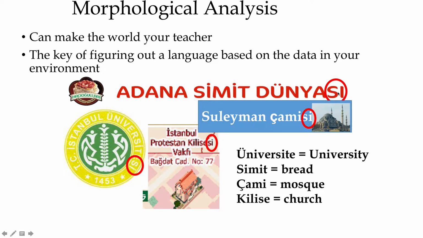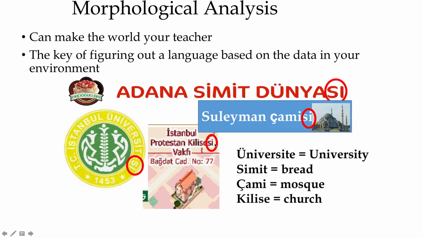What is it doing? Well, this ending is actually saying this noun is being described by some other noun. So Adana Simit world is being described. What kind of a world is it? It's the Adana Simit world. Cami is being described by the name of Suleiman the Great. What kind of a mosque is it, or which mosque is it? It's Suleiman the Great's mosque. Istanbul Protestant Church: church is being described by Istanbul and Protestant.